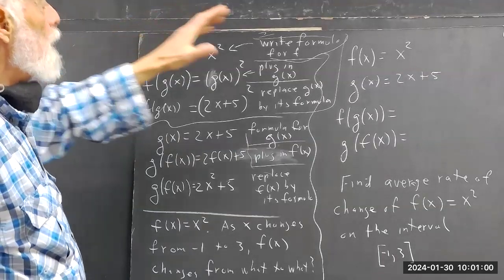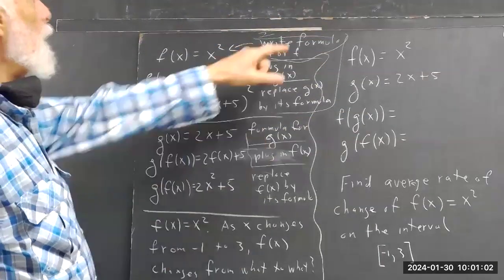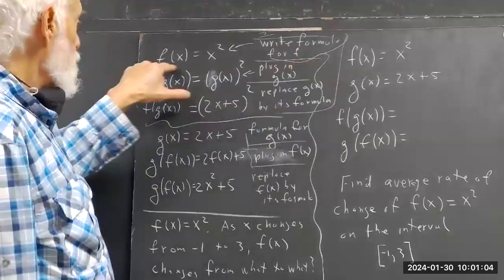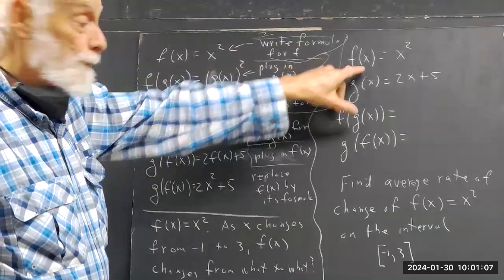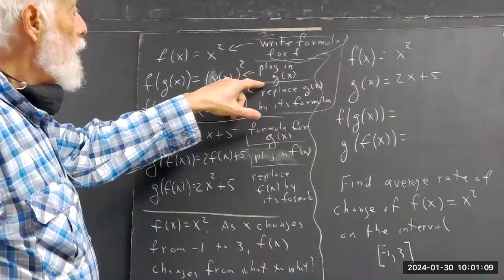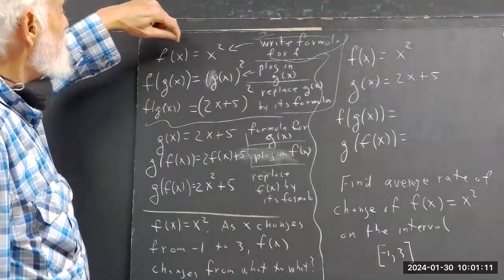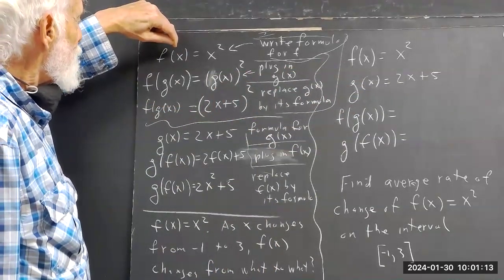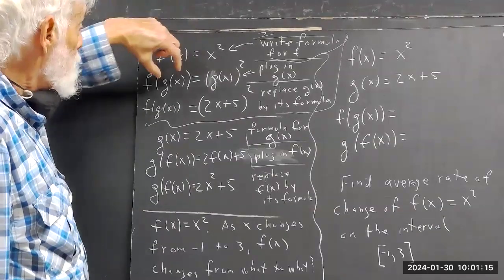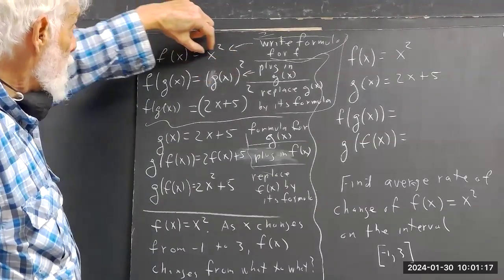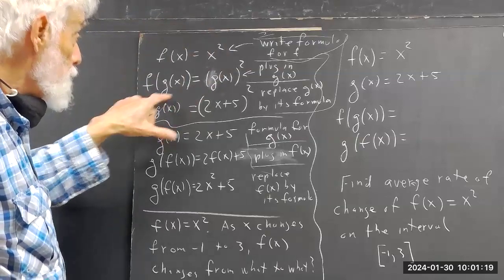Okay, so how do we do this? We write the formula for f. There's the formula for f. We plug in g of x, meaning x in the formula becomes g of x. Now, if you replace x in the formula with g of x, this is what you get.